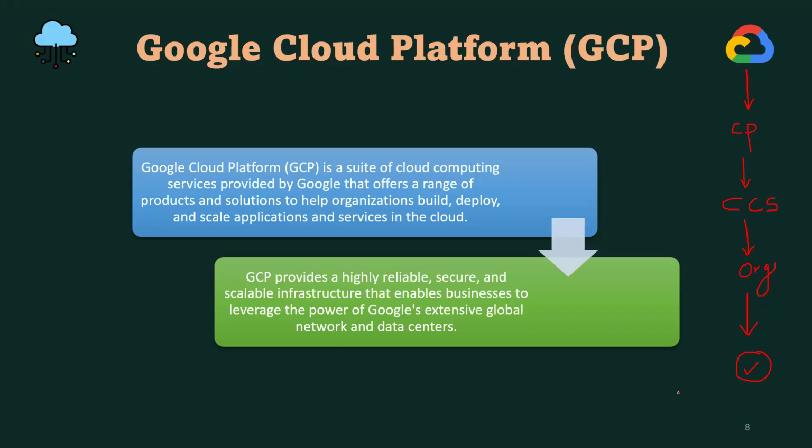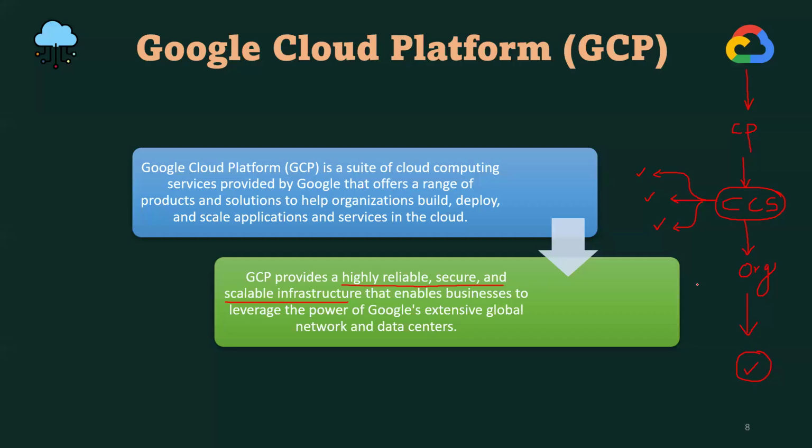Okay. So GCP provides a highly reliable, secure, and scalable infrastructure. Meaning, as I have told you, the Google Cloud Platform services are highly scalable, and these services are secure. They also offer fully managed services, and they are highly available throughout the globe, because these services are available globally.